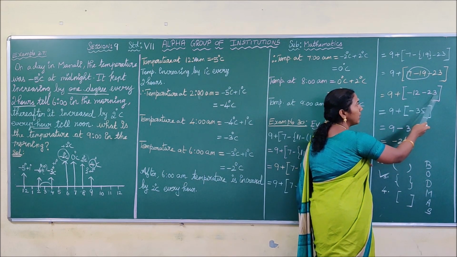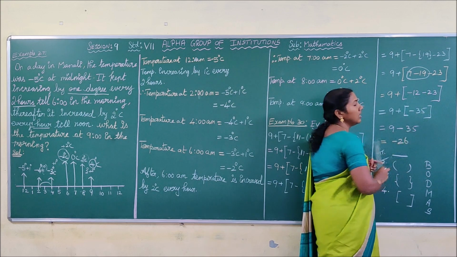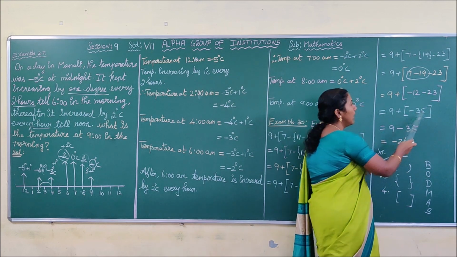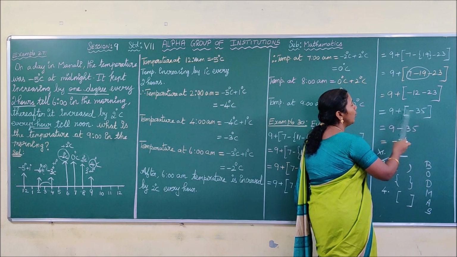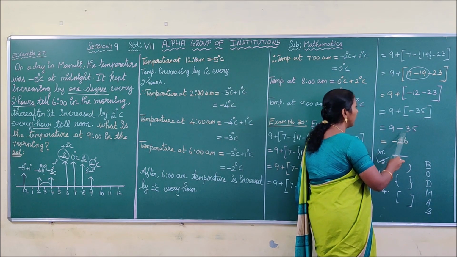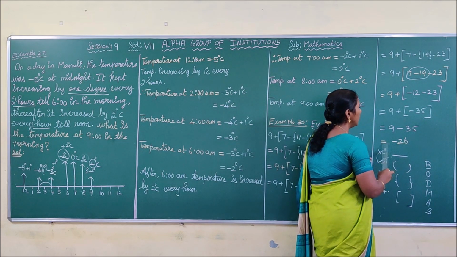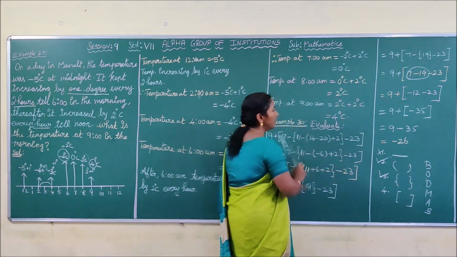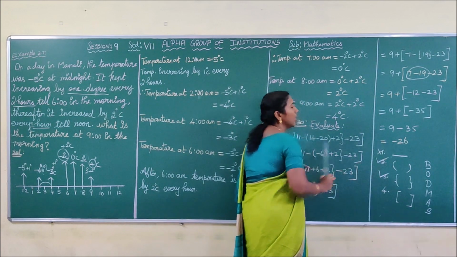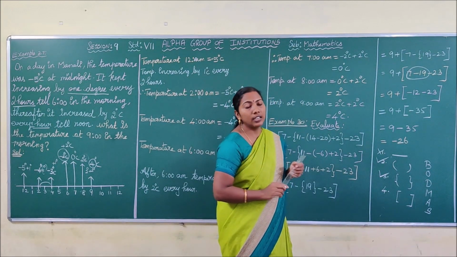Minus 12 minus 23. The given integers are of the same sign, so you have to add them and the result gets the same sign. Thus minus 35. Now we are going to remove the bracket. Plus into minus is minus, so minus 9 minus 35, which is equal to minus 26. Thus we have evaluated all these terms and we get the answer minus 26. Is it clear, children?